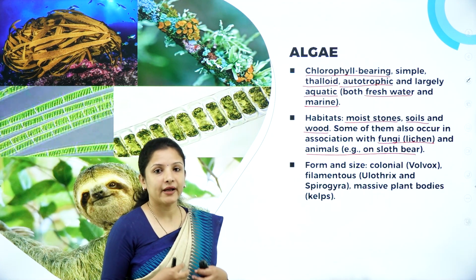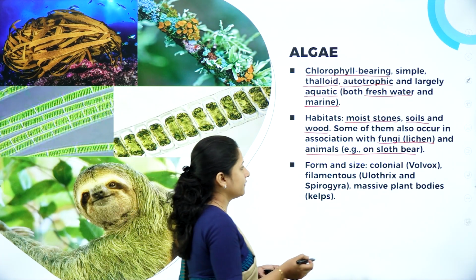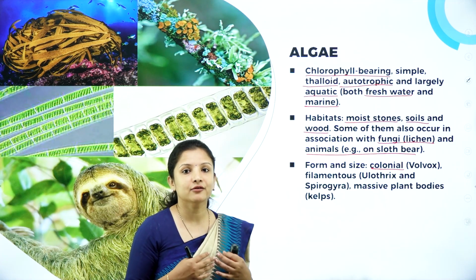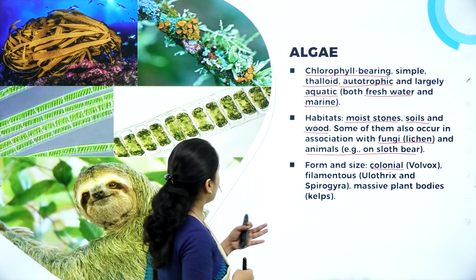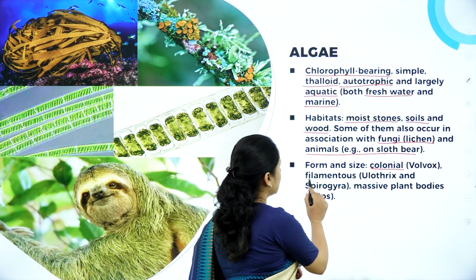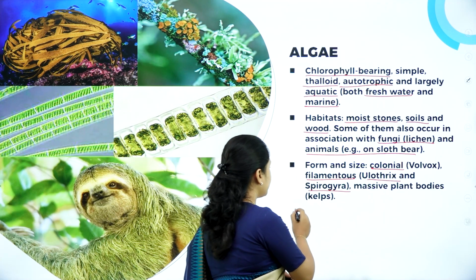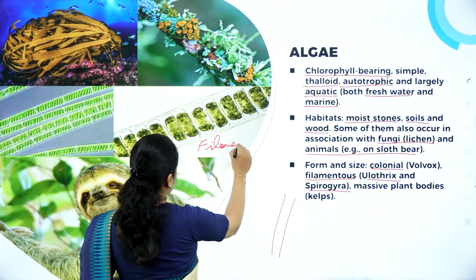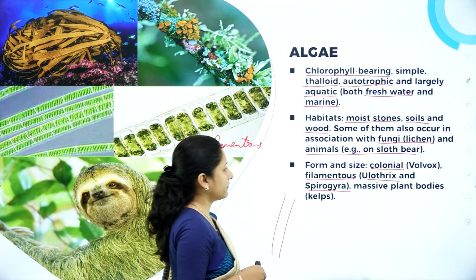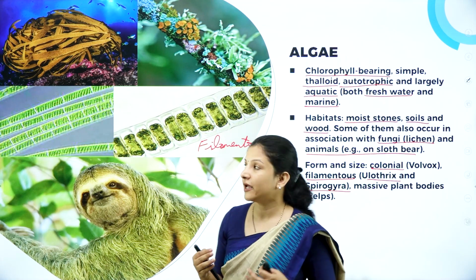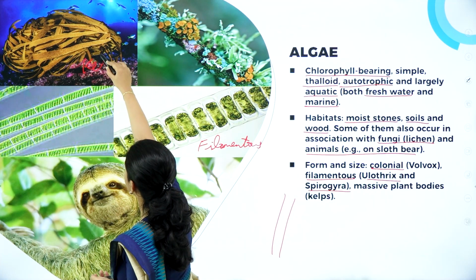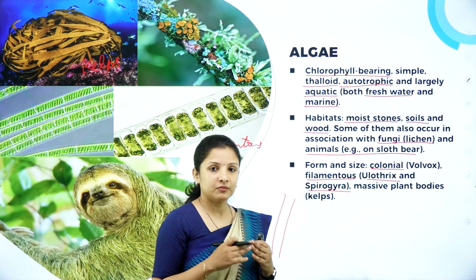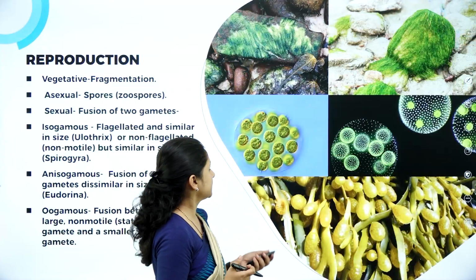And talking about their form and size, they can be colonial, that is they can grow in the form of colonies, like volvox is a kind of algae that grows in the form of colonies. And they can also be filamentous like Ulothrix and Spirogyra. So this is a filamentous algae, if you can see here. They are tube-like in structure, or they can form massive plant bodies like kelps. As you can see here, these are kelps wherein they can form huge plant bodies. So they range from smaller size to larger in size.